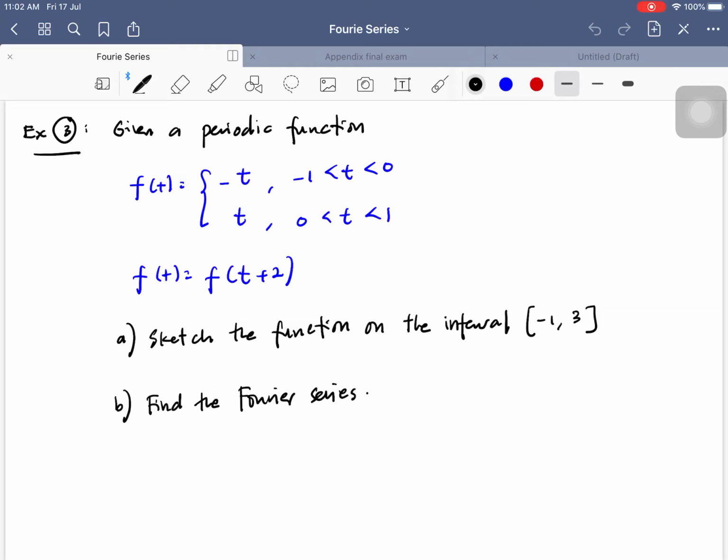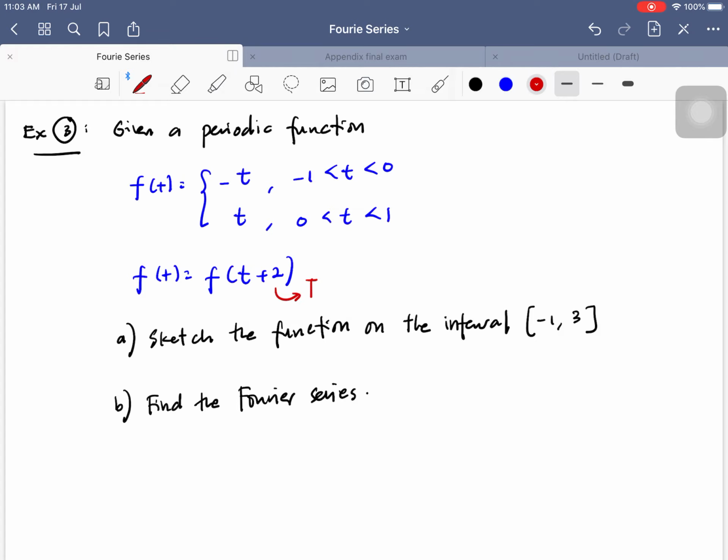Alright, so now let's have a look at the third example. Here I have a periodic function which is defined as negative t from negative 1 to 0, and t from 0 until 1, and then we have the information that f of t is equal to f of t plus 2 again. For this case, my value of capital T, which is the period, is going to equal 2.